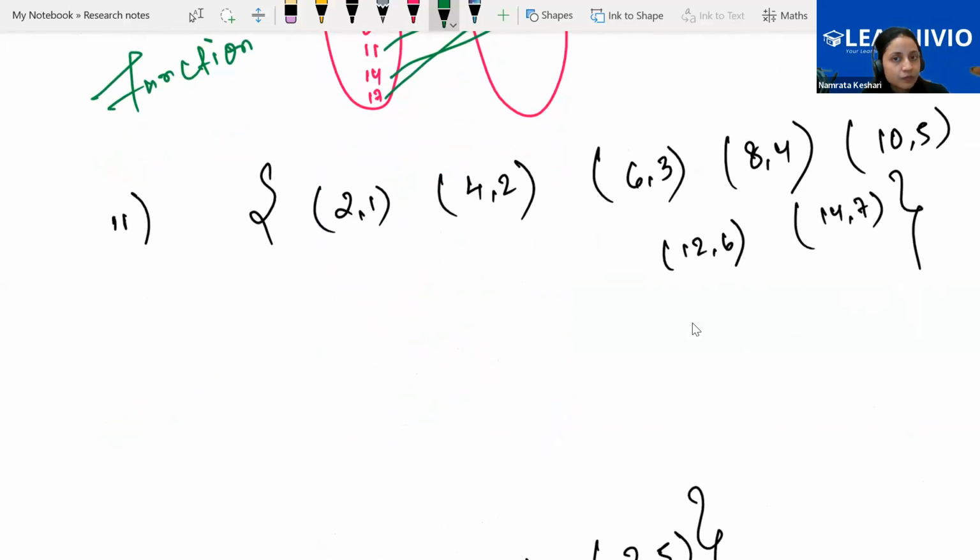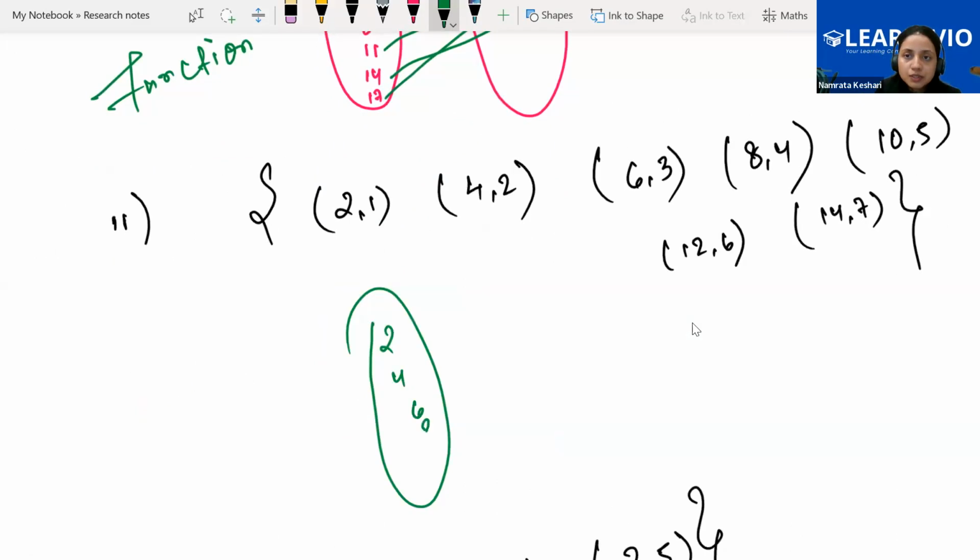Function. This is also a function. Is it so? Yes, ma'am. It's a function. Let's check it. 2, 4, 6, 8, 10, 12, and 14.